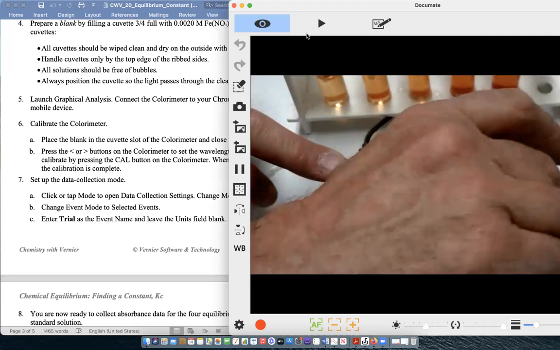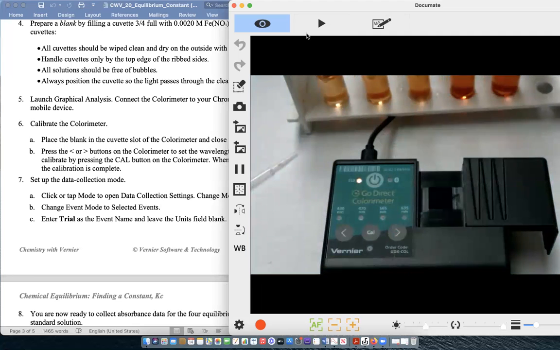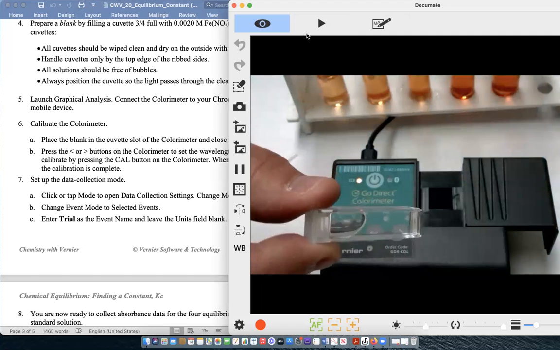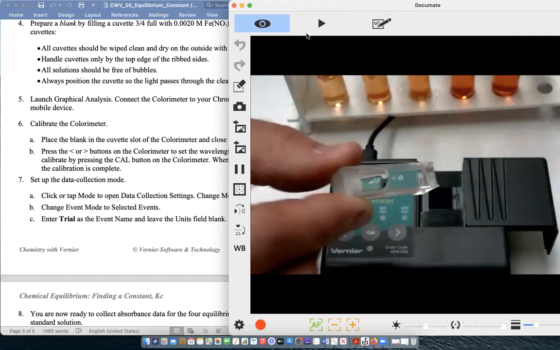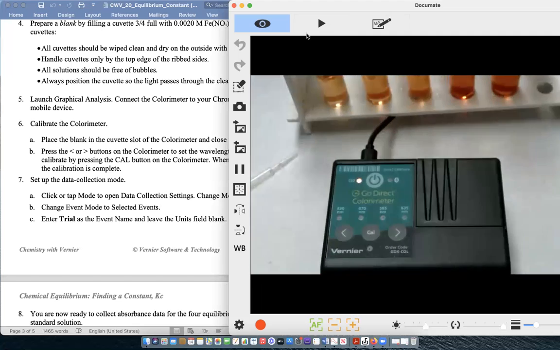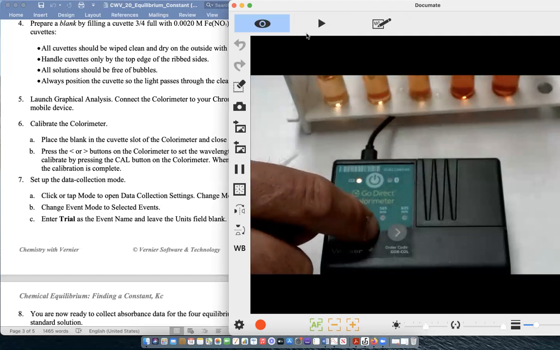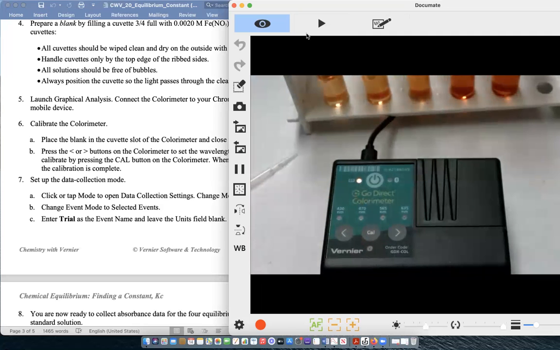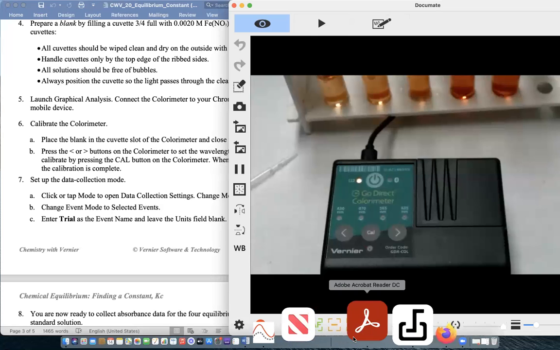You slide open the chamber, and to calibrate it, you put in a blank, which is basically just a cuvette that has distilled water, because we're trying to set it to a 0 point where it's not actually going to absorb anything in that process. We press the calibrate button, and what it will do is zero it and set it so that the plastic and also the water itself is not absorbing any of the radiation that you're going to be working with.